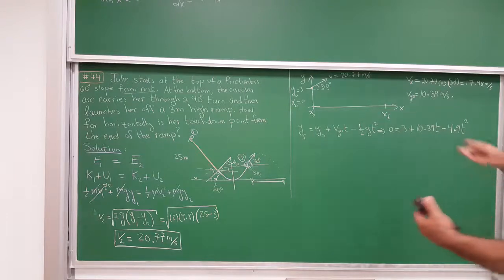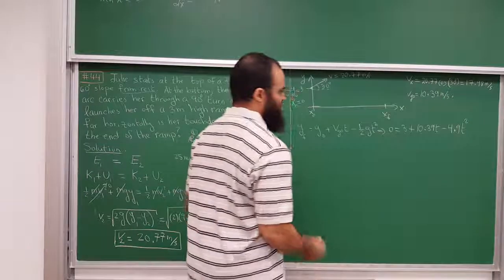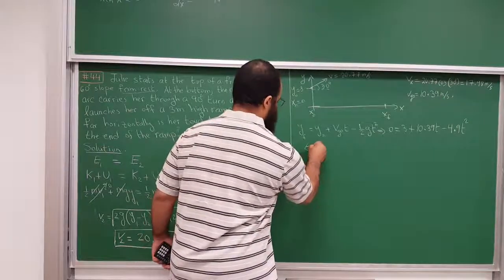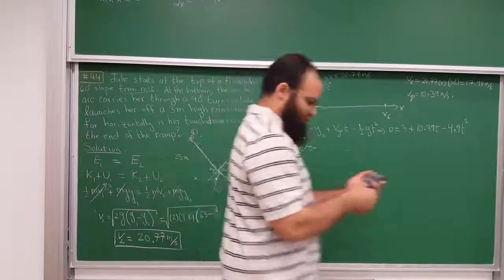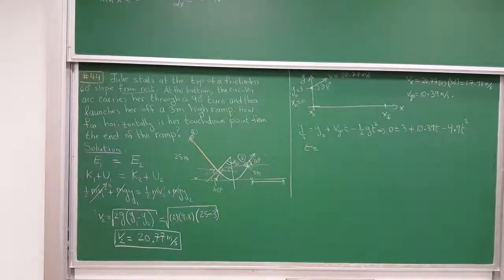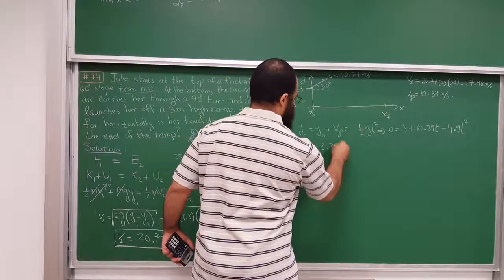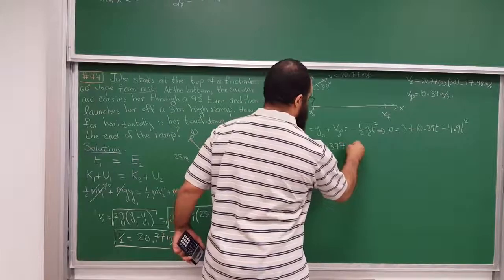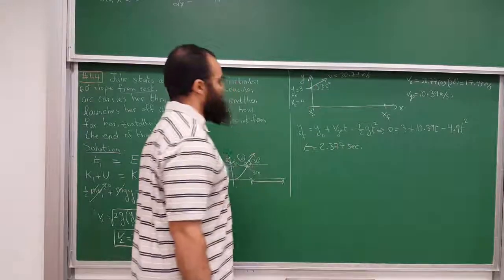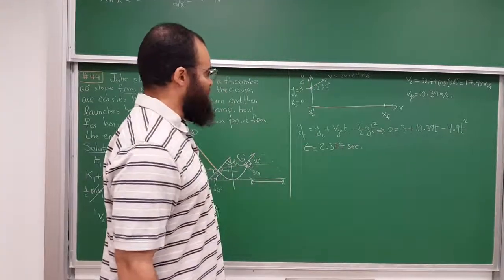So use your calculator. I think I will not waste your time. You get t equals, let me use my calculator, 2.377 seconds. That's how long it will take to fall, to hit the ground.